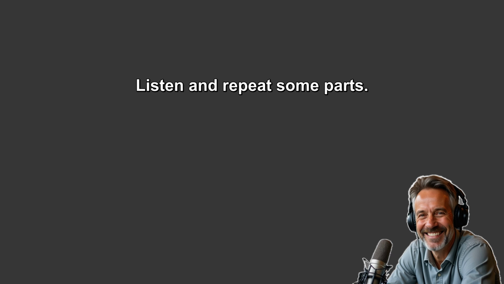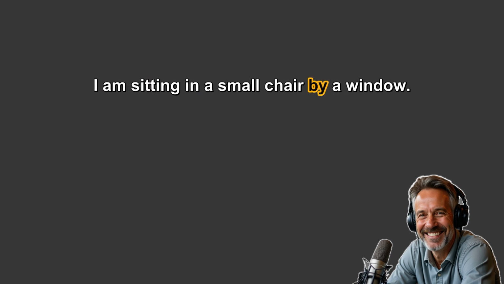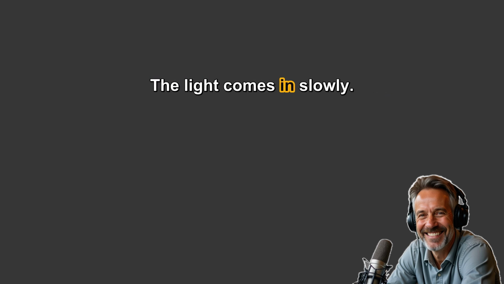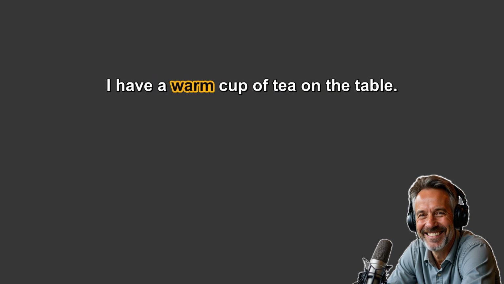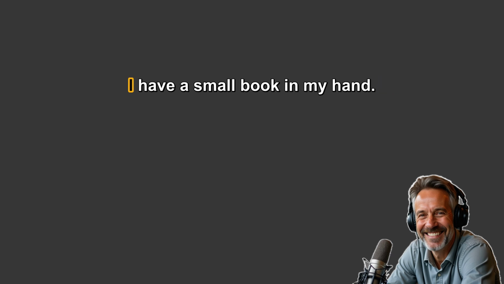Monologue example. Good afternoon. My name is Ben. I come from the United States. Today I have a quiet afternoon. I am sitting in a small chair by a window. The light comes in slowly. I have a warm cup of tea on the table. I have a small book in my hand. I listen to soft music. I hear birds outside the window. I feel calm and full of peace.